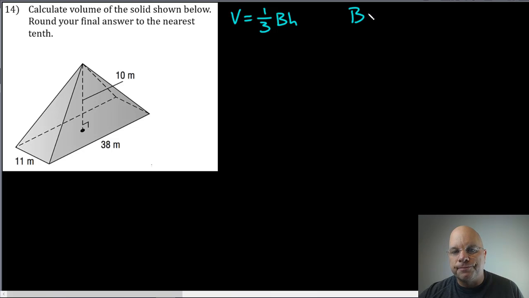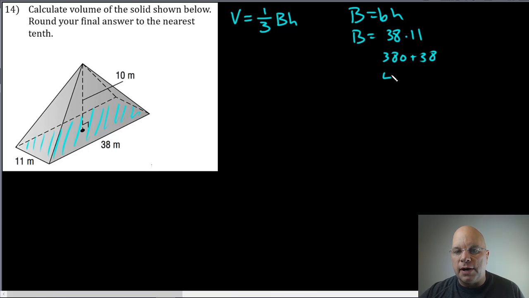Area of the base will be area of this rectangle, so base times height. Area of the base is going to be 38 multiplied by 11, which is 380 and 38, or 418 meters squared. And the height of the pyramid is just the perpendicular distance from the vertex to the base. Just like the height of a triangle is the perpendicular distance from the vertex to the base. So the height is 10.